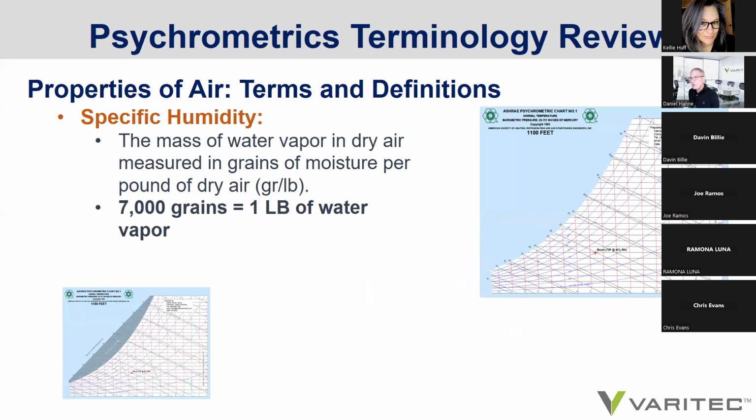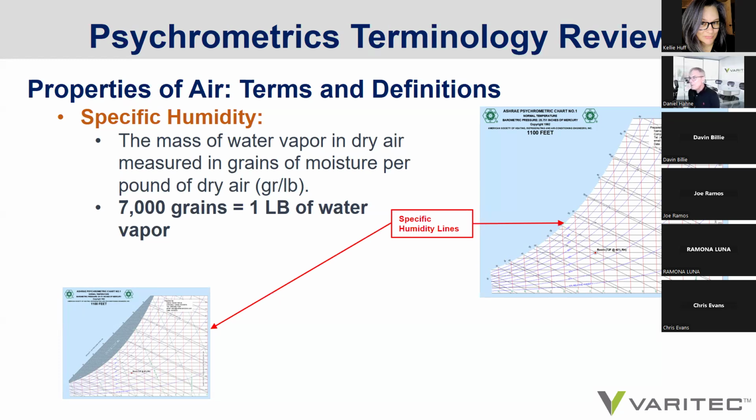There is specific humidity, which measures the mass of water in a sample of air, referring to grains per pound of water. There are 7,000 grains per pound of water. Specific humidity is also an absolute reference to water content in a sample of air, regardless of temperature.